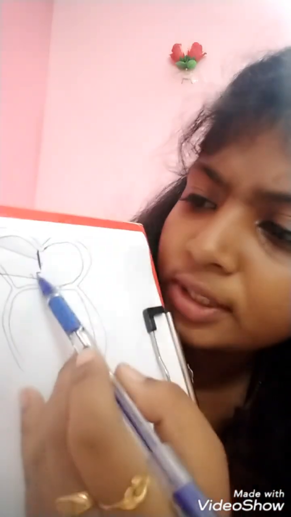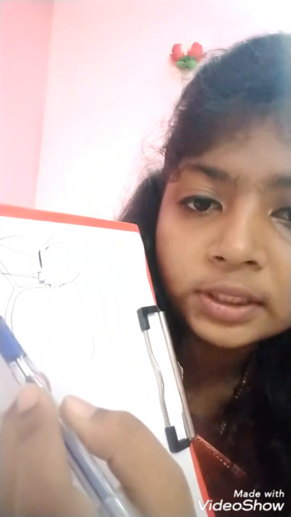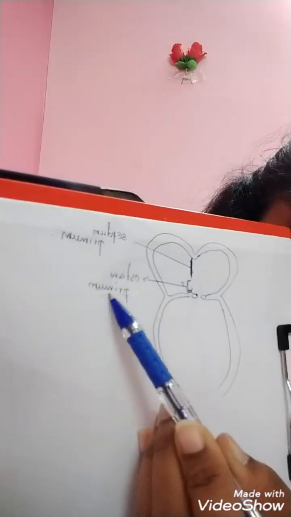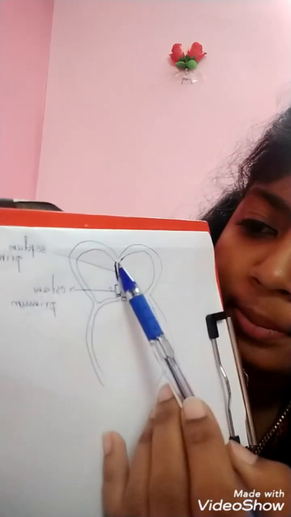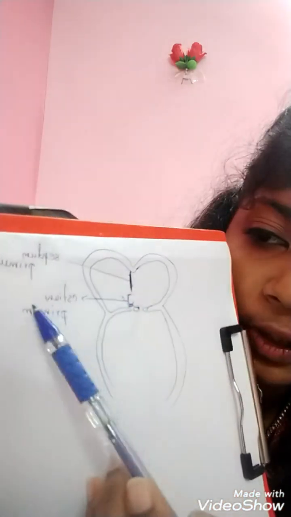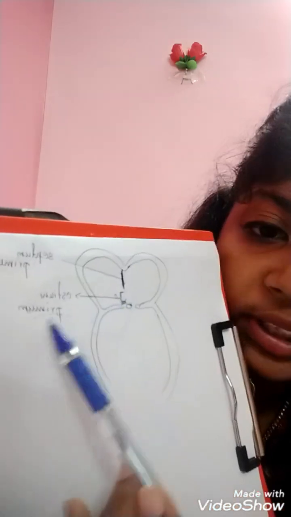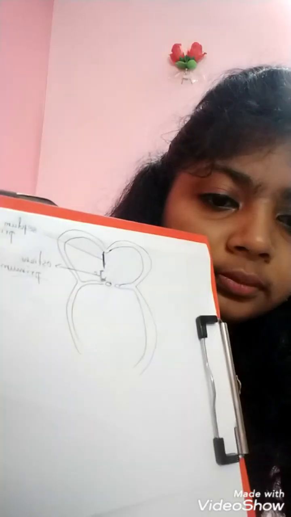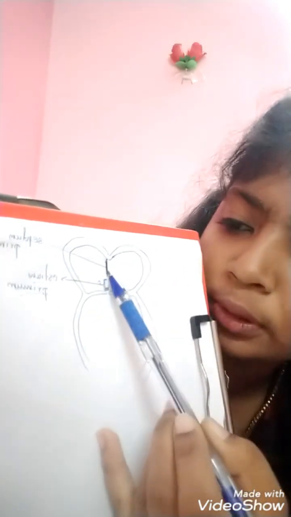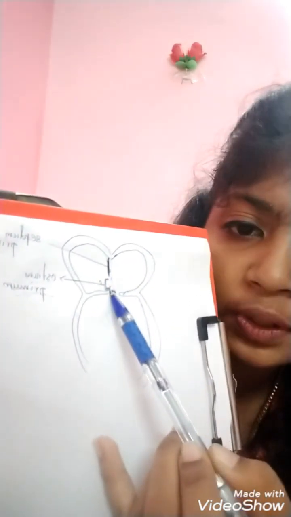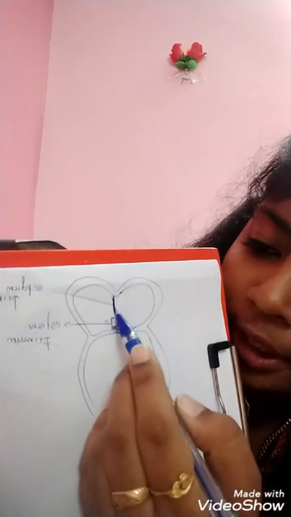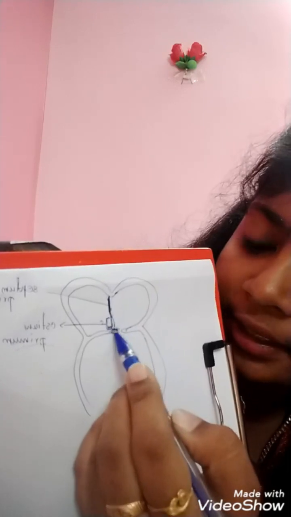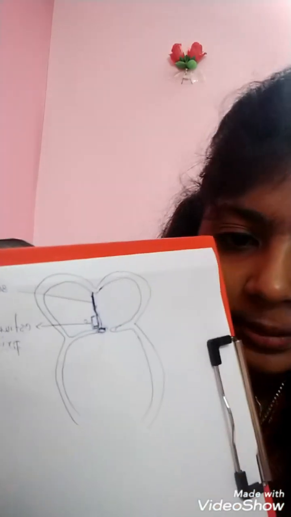Ostium primum is called the first opening. The septum primum grows downward and the end opening is called the ostium primum. This gap completely closes when the septum primum grows downward and fuses with the endocardial cushion. This is the endocardial cushion. When the septum primum grows downward and closes with the endocardial cushion, the chambers separate.